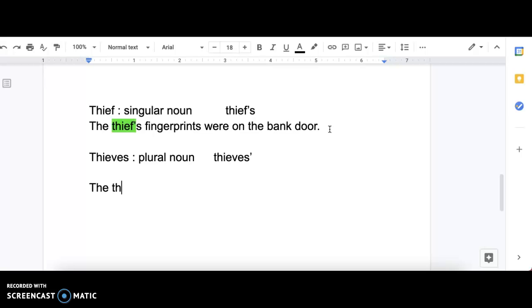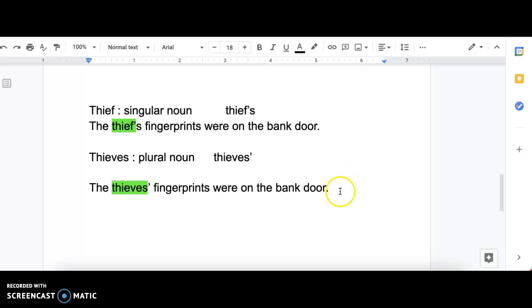Okay, so now watch how my sentence changes. The thieves' fingerprints were on the bank door. In this one, my word is thieves, and I know that it's plural, it's more than one. So the difference between this sentence and this sentence is this had one thief. One thief. This one had many thieves, more than one. It could have been 2, it could have been 200. Thieves' fingerprints were on the bank door.